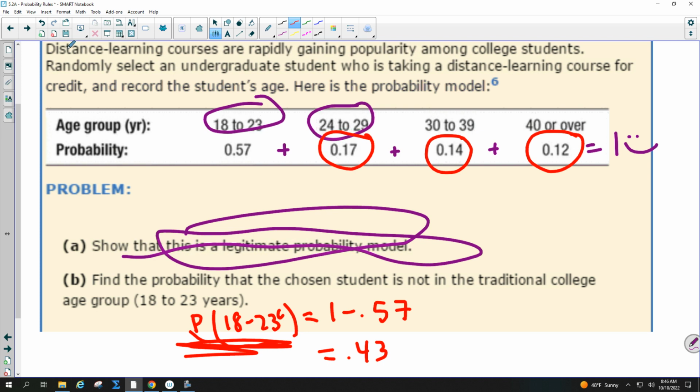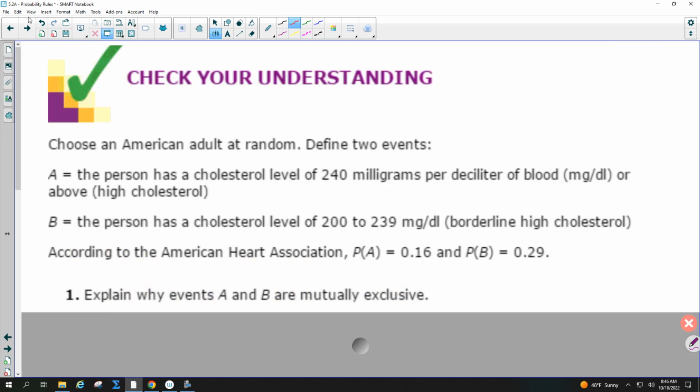Okay, choose an American adult at random. Define the 2 events. A, the person has a cholesterol level of 240 milligrams per deciliter of blood or above. So A means they have high cholesterol, you guys. They're over this amount. B is between 200 and 239, which is borderline high, all right? According to the American Heart Association, the probability of having high cholesterol is 16%, and borderline high is 29%.